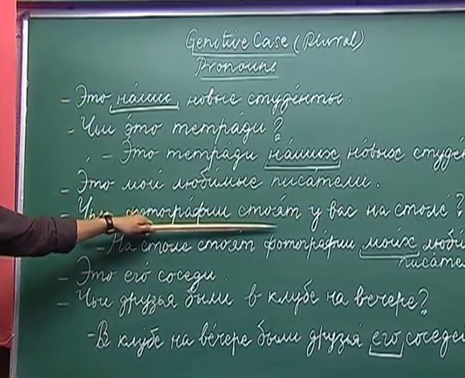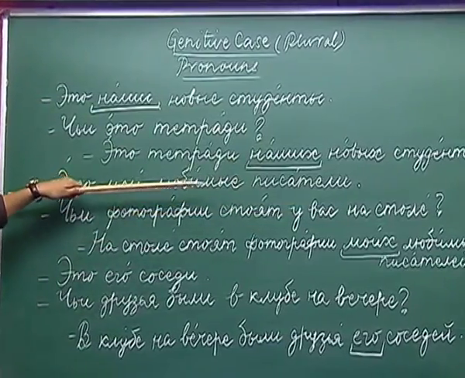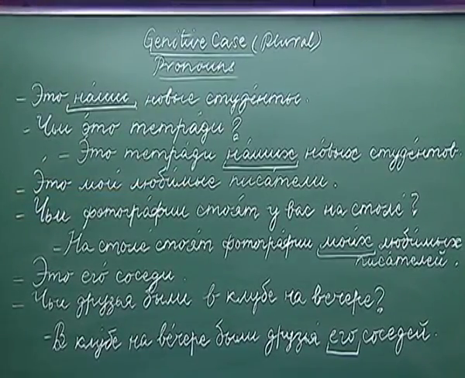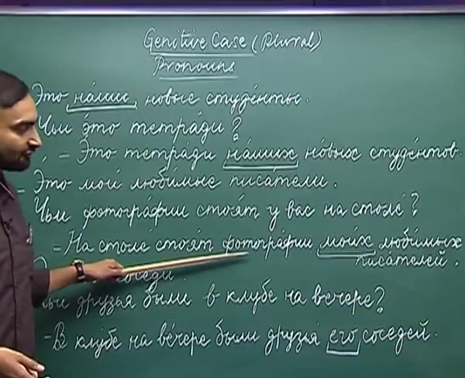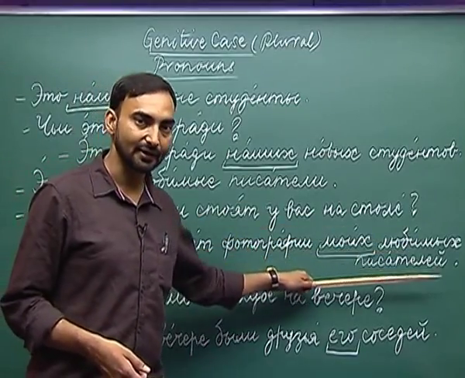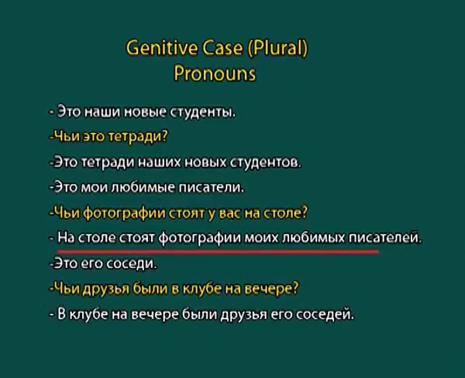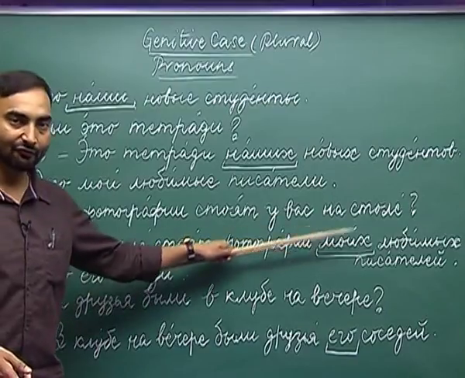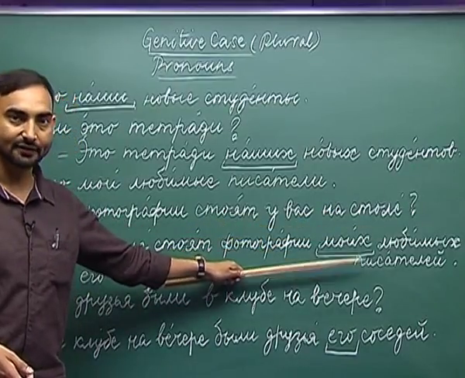And you have to answer this question using the words in the first sentence. So, how will you answer this question? На столе стоят фотографии моих любимых писателей. What does it mean? On the table there are photographs of my favorite authors or writers.